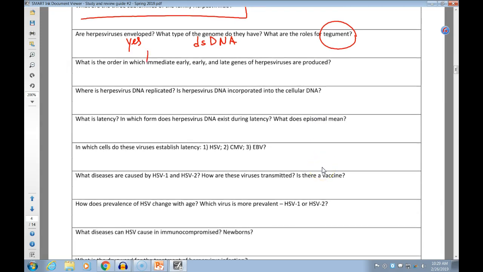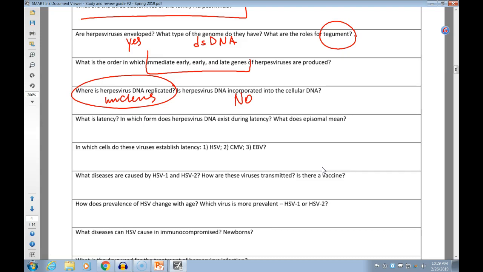Well, I kind of gave you the order. Immediate early genes are expressed first, then early genes, then late genes. Herpesvirus DNA is replicated in the nucleus, and herpesvirus DNA is not incorporated into the cellular DNA.